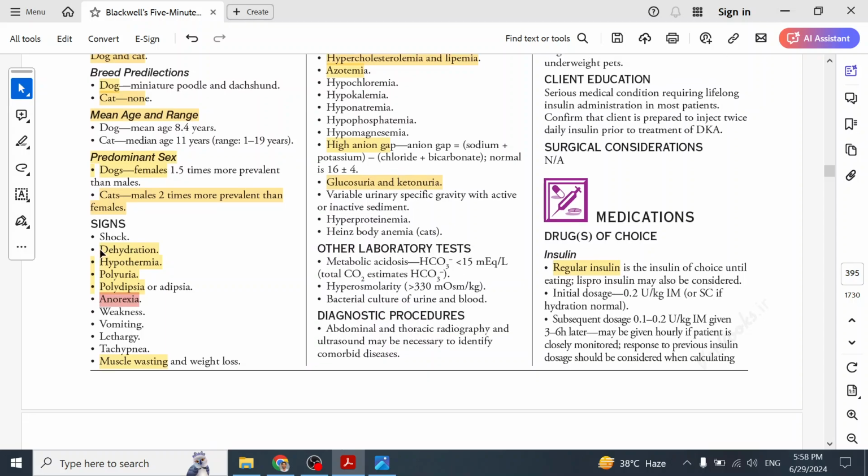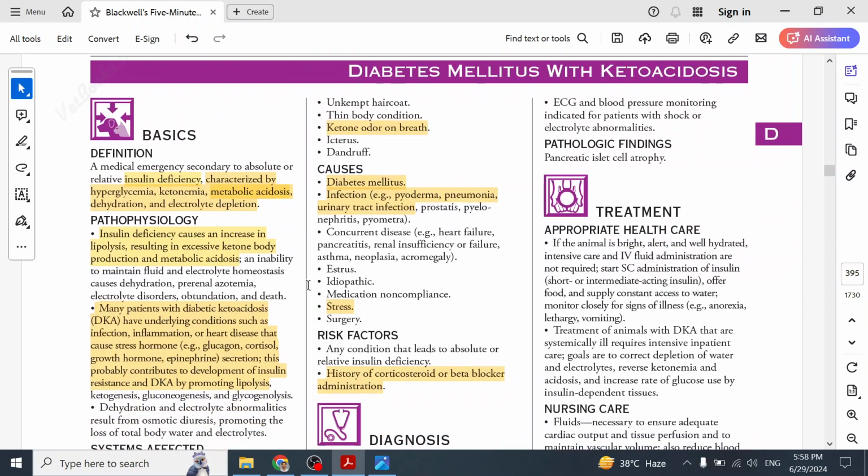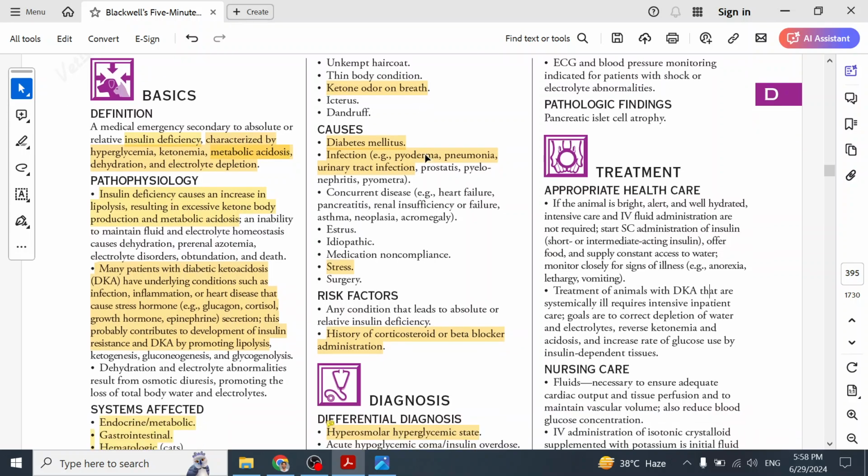The signs are dehydration, hypothermia, polyuria and polydipsia. But the most important thing you differentiate on the basis of signs and symptoms is anorexia. In HHS you find polyphagia, but in diabetic ketoacidosis you find anorexia. Due to anorexia you find ketone bodies. Okay, so this is the most prominent thing which differentiates it from HHS. Ketone odor on breath: whenever you smell the breath, you find a ketonic smell.